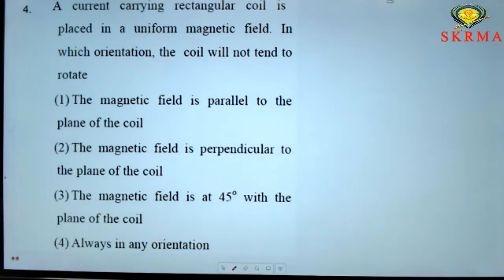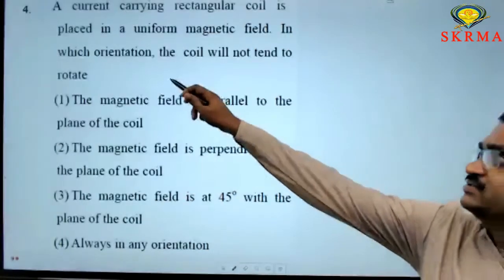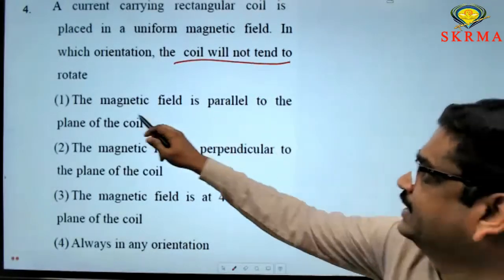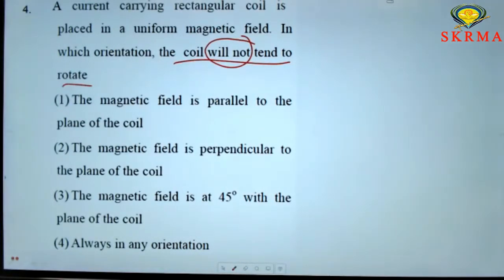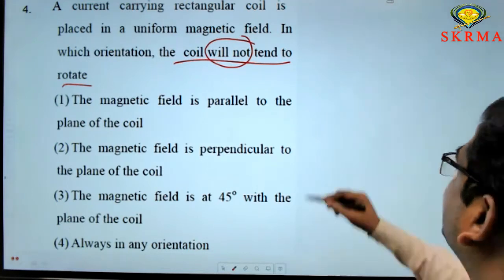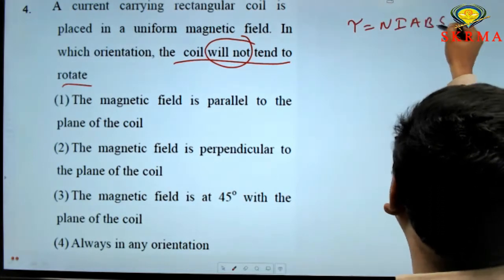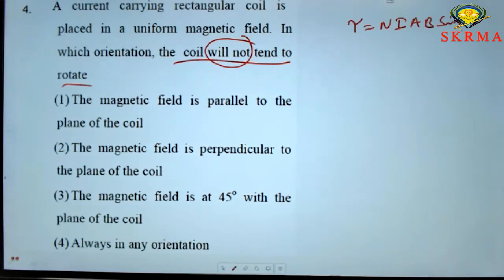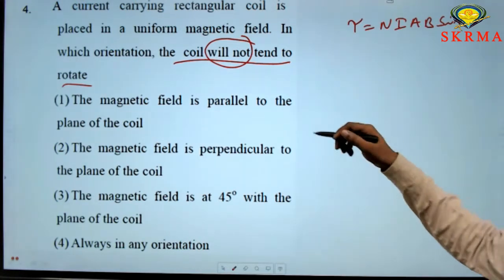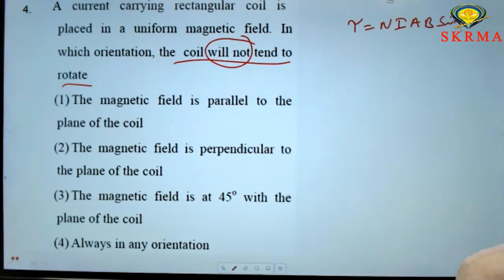Next, a current carrying rectangular coil placed in a uniform magnetic field. In which orientation will the coil not tend to rotate? Will not tend to rotate, that means the rotation should be 0. Now, what is the torque formula? NIAB sin theta. NIAB sin theta. So, in which case will torque be there? Will not tend to rotate means there should be no torque. In which case should torque be there?